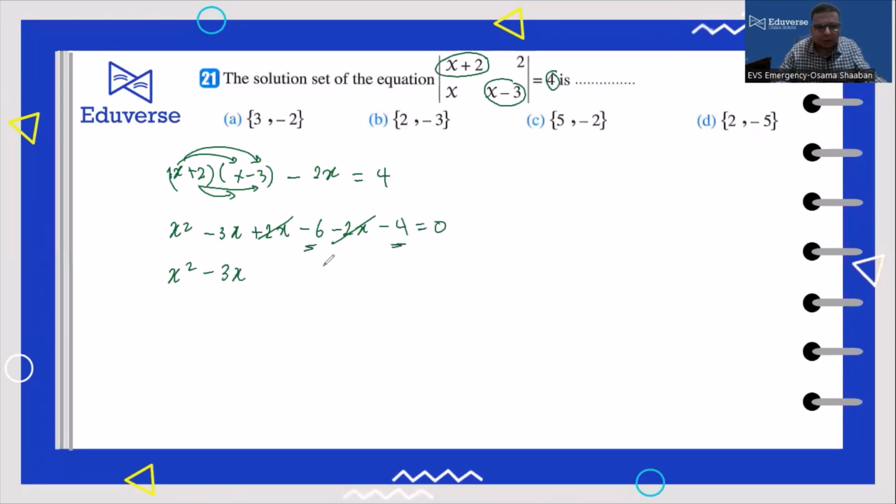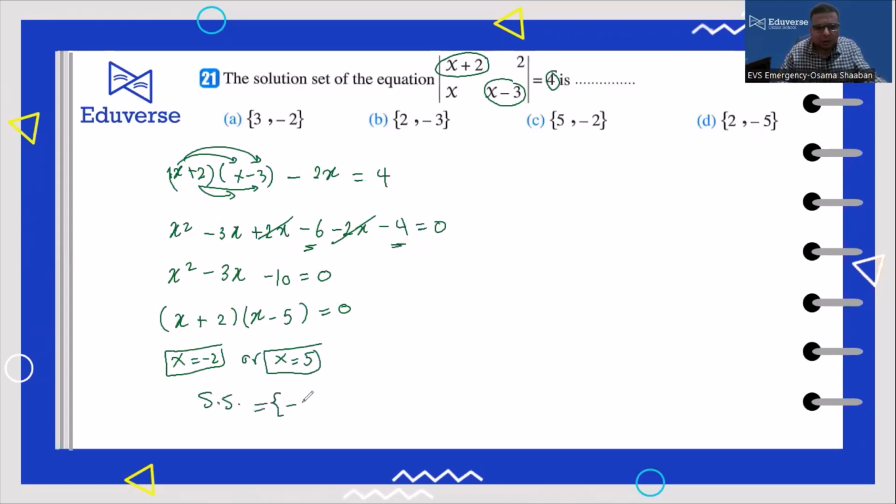So x squared minus 3x, negative 6 and negative 4 will be negative 10, equals 0. Open two brackets with x and x: the product is 10 and the difference between them is 3. So 2 times 5 is 10, the greater will be negative and the smaller will be positive. So x equals negative 2 or x equals 5. So the solution set is negative 2 and 5.